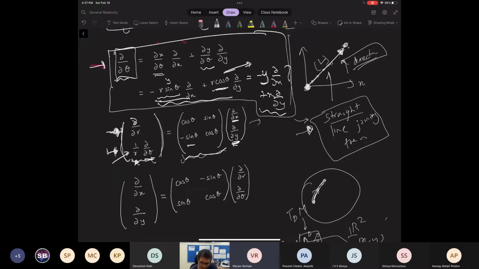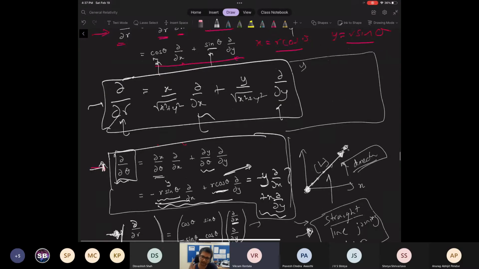Strictly speaking, there's no reason to put this 1 by r here. Partial theta is a perfectly good tangent vector, a perfectly good basis for a tangent vector.